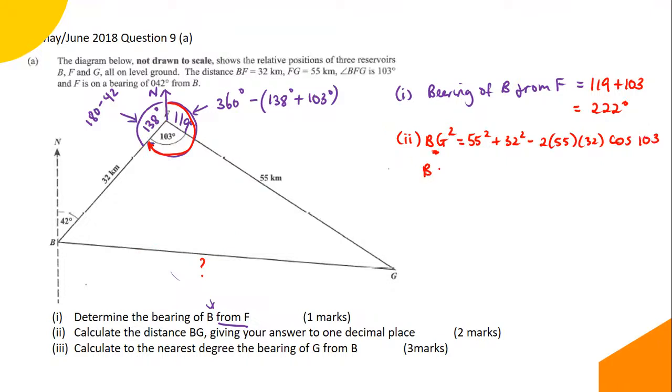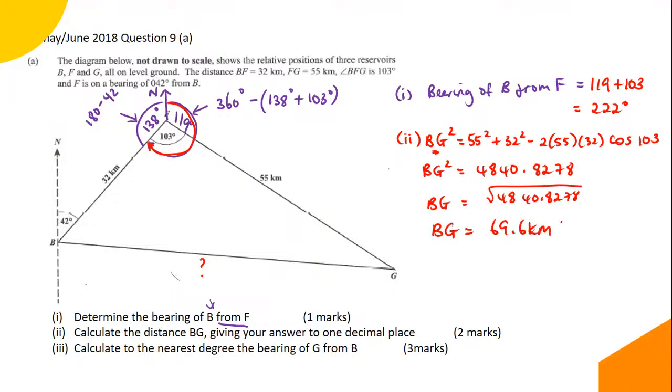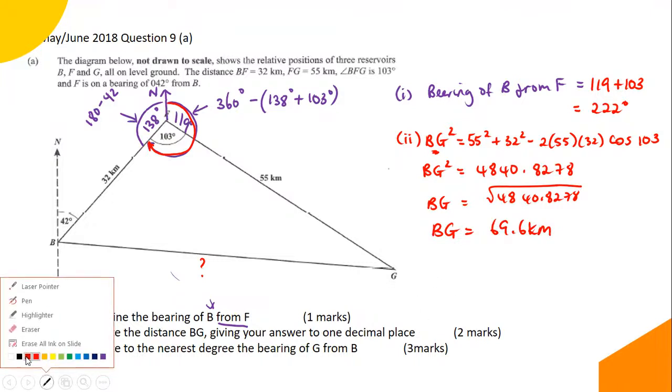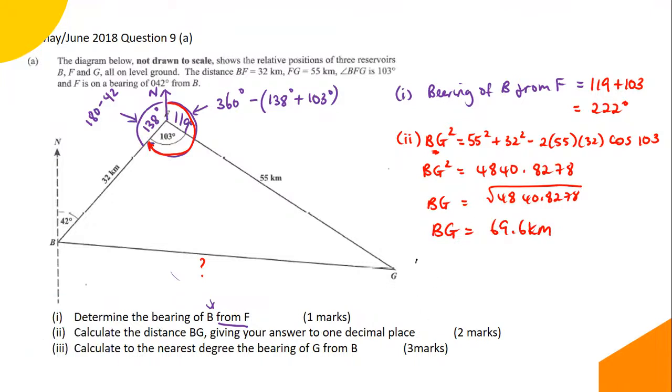You plug all that in your calculator, all right? Just like that, no matter the calculator you're using, you can plug that in. Well, once it's a two-liner, it has to be a two-liner, right? And then BG is simply the square root of that very big number, 4,840.8278. All right, so BG, you will get 69.6 kilometers.